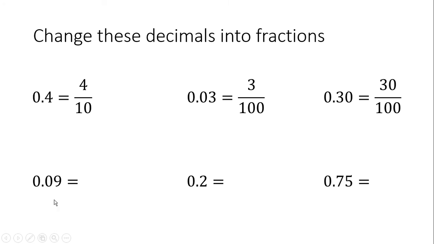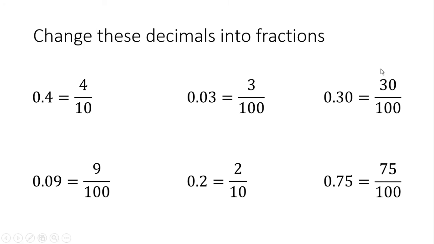Bottom left, 0.09. 9 is in the hundredths place, so 9 hundredths. And in the bottom middle, 0.2. It only goes to the tenths place, so 2 tenths. And finally in the bottom right, 0.75. That's 75 going into the hundredths place, so 75 hundredths.